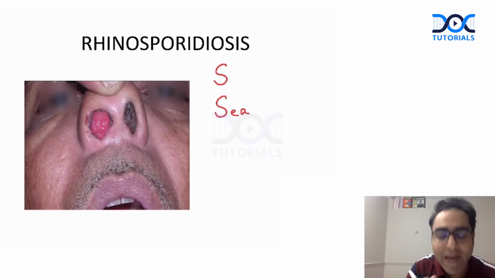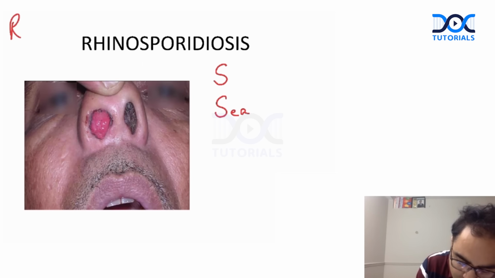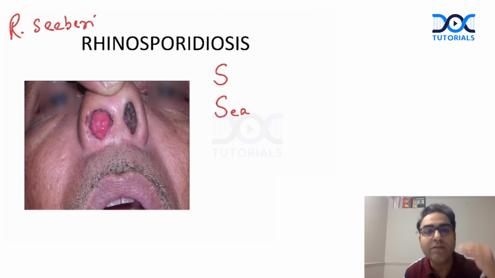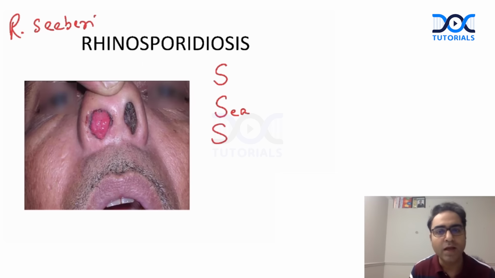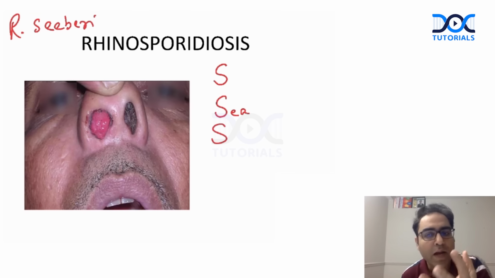It is caused by Rhinosporidium seeberi. C for water, it is an aquatic protozoa. Third S is swimming. There will be a history of swimming in ponds; basically, it is found in pond water. Rhinosporidium seeberi, water, it is an aquatic protozoa. It is not a fungus. S for swimming: there is a history of swimming or bathing in ponds.